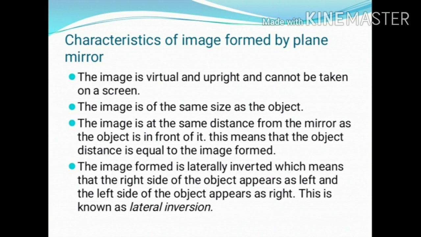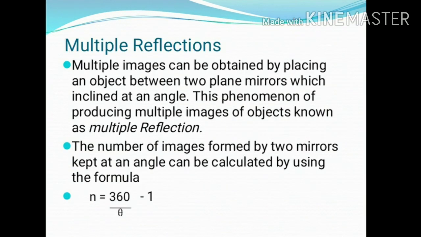The image formed is laterally inverted, which means that the right side of the object appears as left and the left side of the object appears as right. This is known as lateral inversion.